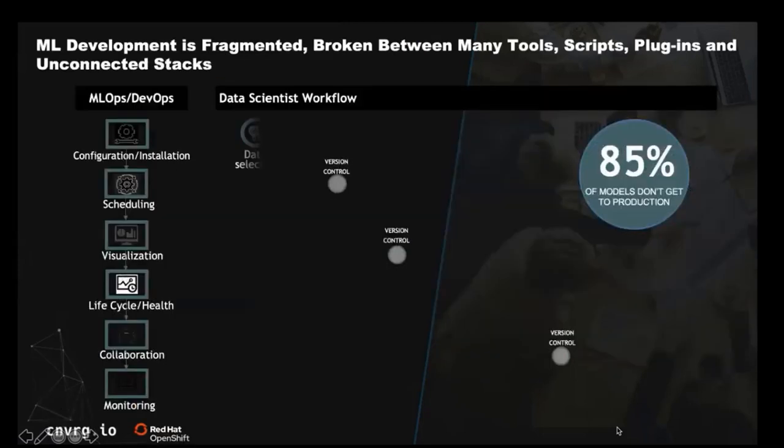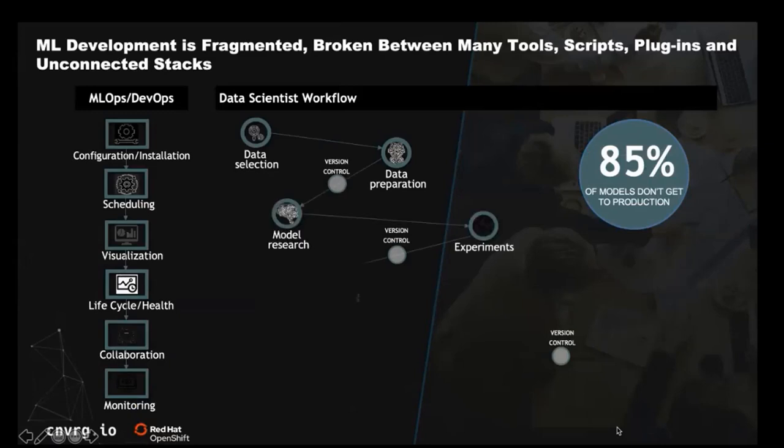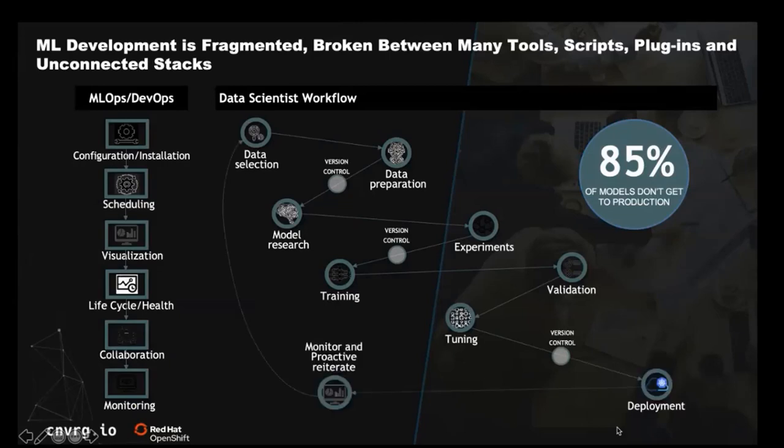Machine learning today is fragmented, broken between a lot of different tools, scripts, plugins, and unconnected stacks. There on the left side, you have the MLOps, DevOps, a lot of work around configuration, installation, scheduling, resource management, lifecycle, collaboration, and a lot more. On the right side, you have all the data science workflow, from data selection to data preparation, model research, which probably need to be versioned in the middle. Then you have a lot of experimentation, training of different models, visualizing models, validation of models, tuning, and deployment.